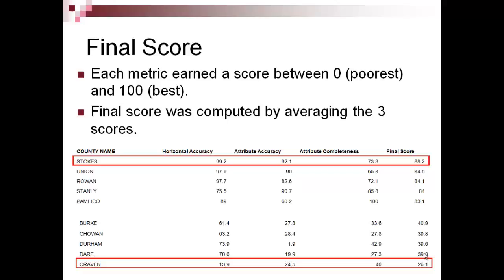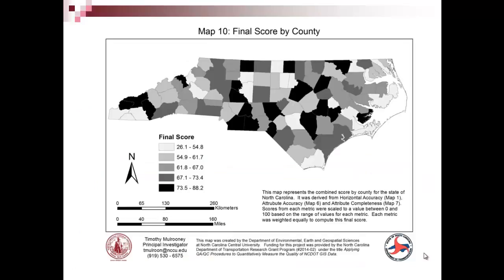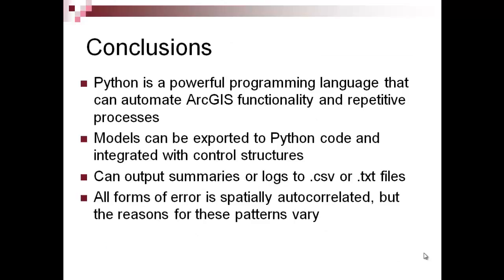So I wrote some other Python codes to calculate attribute accuracy and attribute completeness. And this was the final score by county. So you can see the maps that we made for final score. You can see here in the research triangle area, over in Orange and Durham County and Alamance County, they were relatively low. So there is some spatial autocorrelation. And I ran some geostatistics on those that I can talk about at another time.